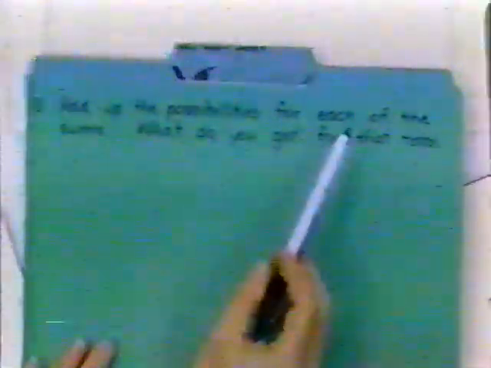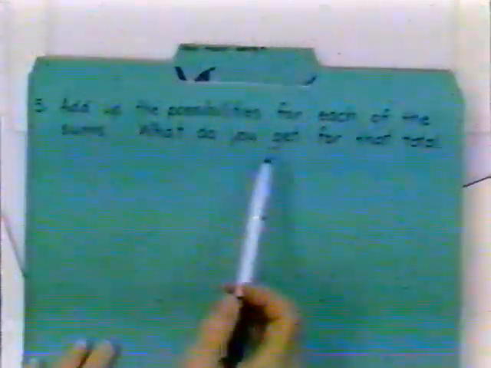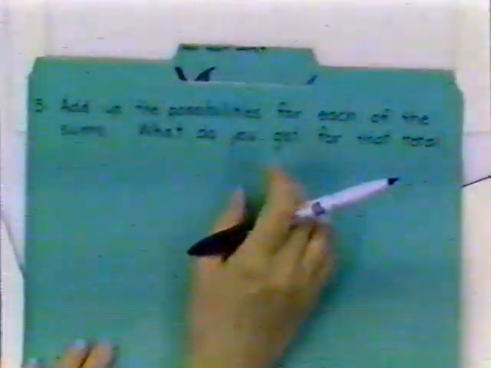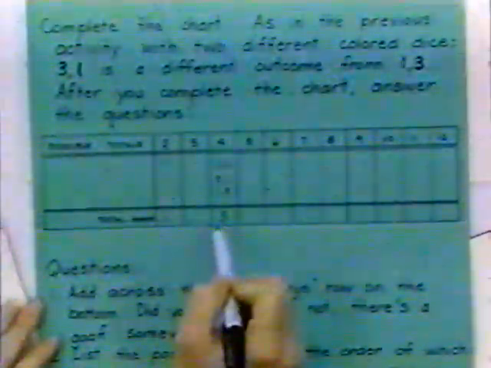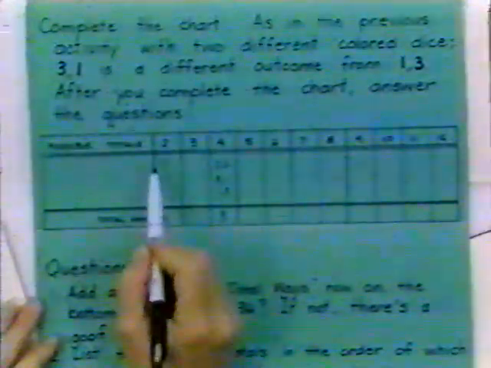Then add up all the possibilities for each of the sums, and what do you get for that total? In other words, this is an extension activity that is just dealing with addition, where they take and they add up the possibilities. Here was the 2 and 2, that's 4, 3 and 1, that's 4, and 1 and 3, and that's 4. So you have 12 here, and this is 1 and 2, so that's 16, and they go through each one of these and come up with the total. And that's just an extension activity past the probability.